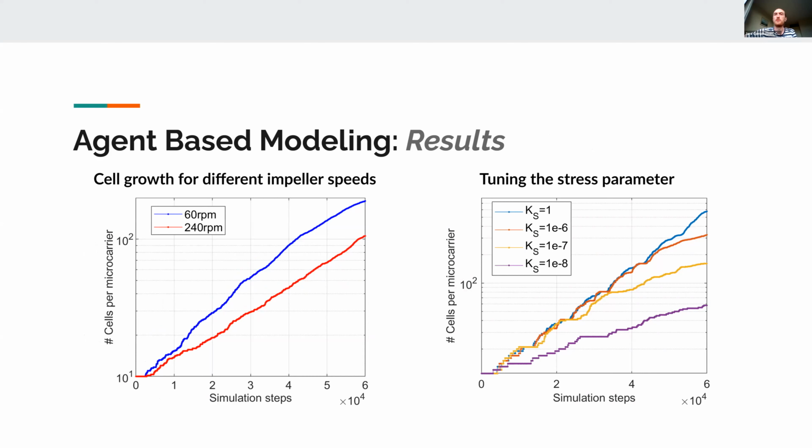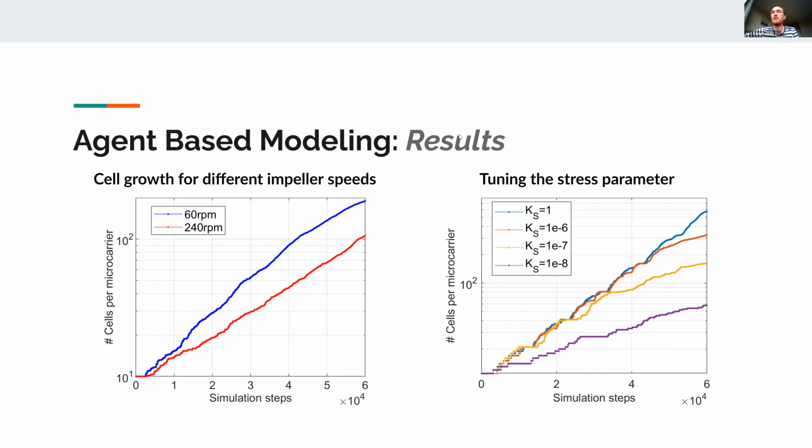So here we have the results from the simulations we ran. On the left, we have these two different impeller speeds that JiaJia showed. And you see that with a quite slow impeller speed, we have faster cell growth, of course, because there's less stress on the cells. And with a faster speed, we have more stress, so also slower growth, because these cells get stressed and proliferate slower.